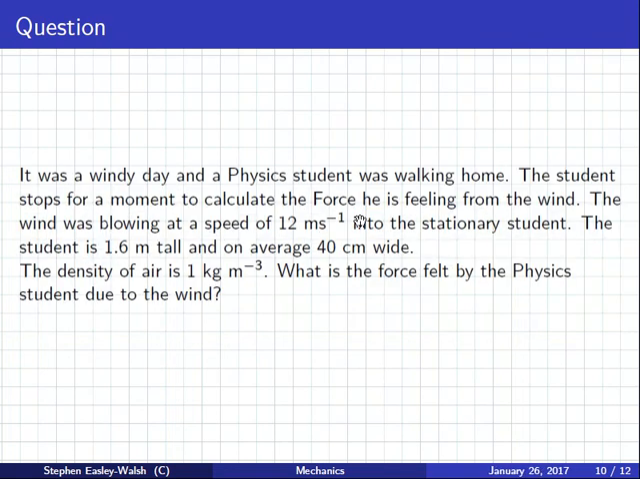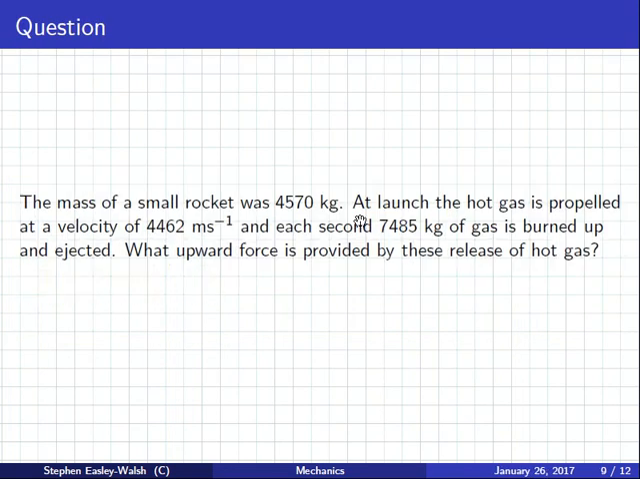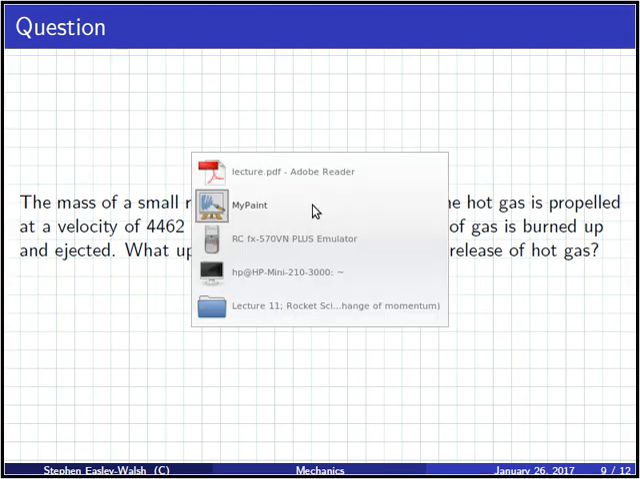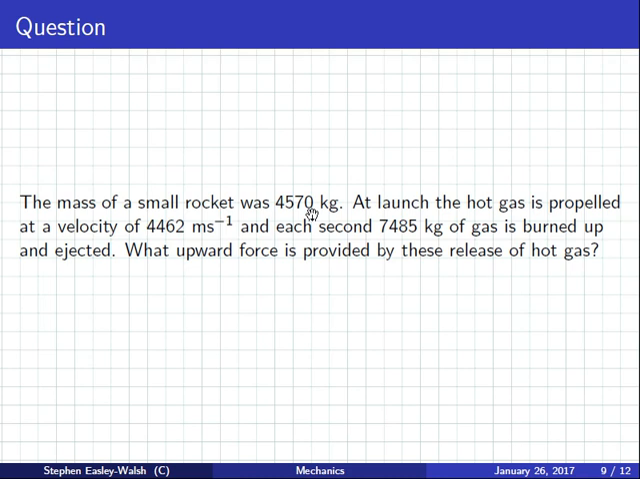I have two important examples to do. So the first one, the mass of a small rocket was 4,570 kilograms. At launch, the hot gas is propelled at a speed of 4,462 meters per second. No, I must have something wrong here because this number is too big. It's bigger than this number. Let me add in another 2 zeros. Add in 2 more zeros here. 457,000. What is the up force?